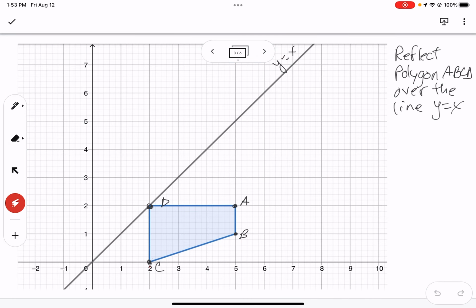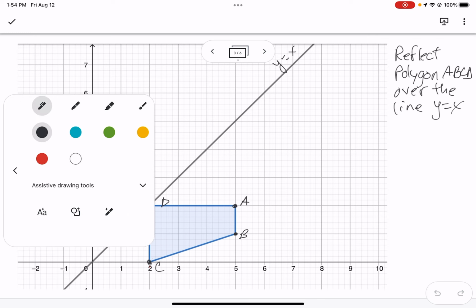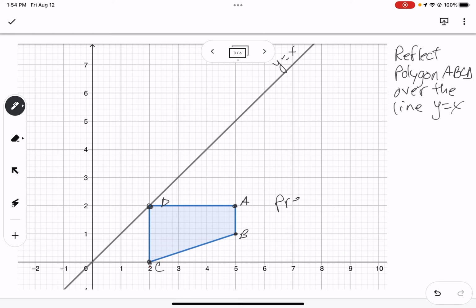Okay, last example. This time we're going to reflect over a line, and we're going to reflect over the line y equals x. The polygon is a four-sided figure, polygon ABCD. Now, the same rule applies here. We're still going to create equidistant points. Let me label my pre-image and image. Here is my pre-image.